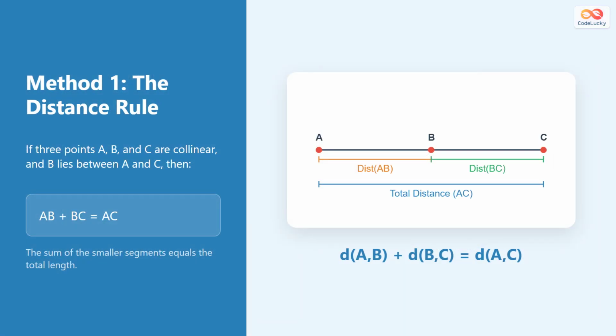There are three ways to check for collinearity. The first is the distance rule. If point B is between A and C, then the distance from A to B plus the distance from B to C must equal the total distance from A to C.